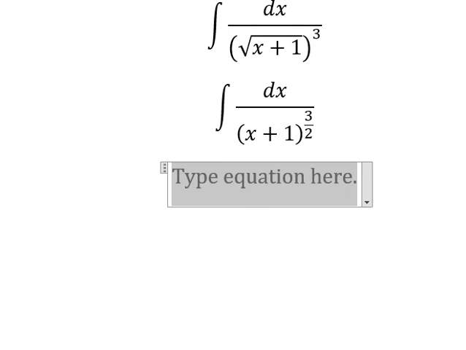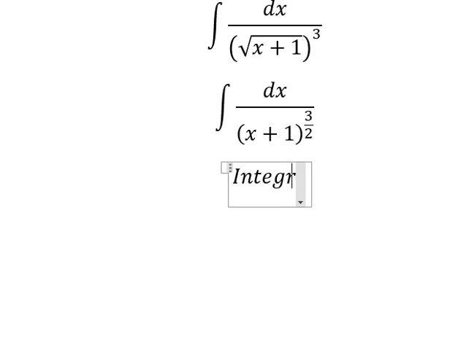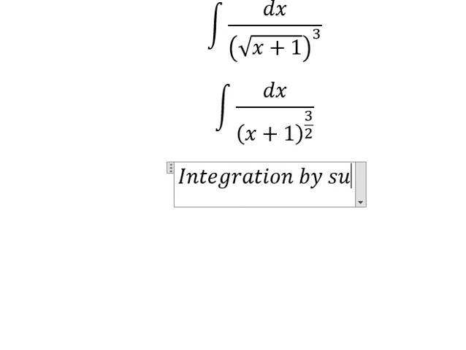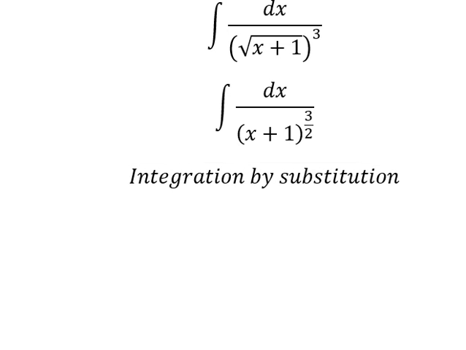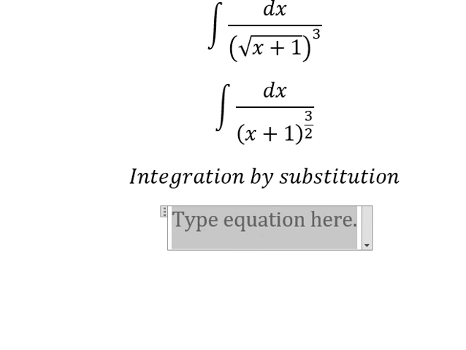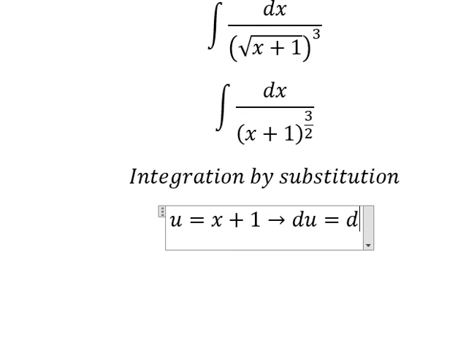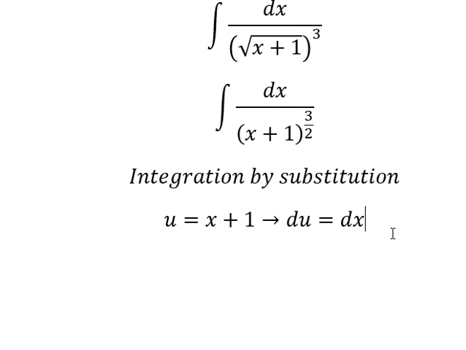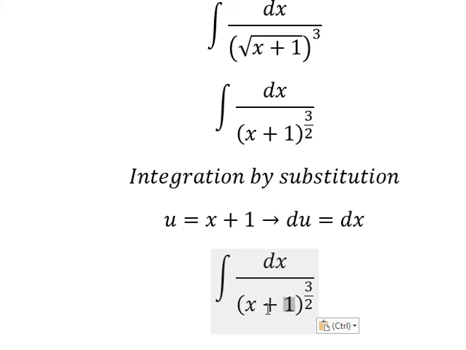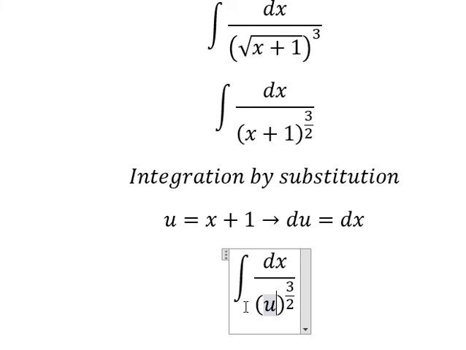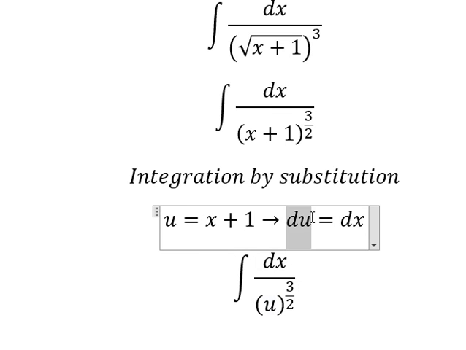After that, we need to use integration by substitution. So I need to put u equals x plus 1. After that, we take the first derivative of both sides, and you get du equals dx. So this one we change by u, and the dx we change by du.